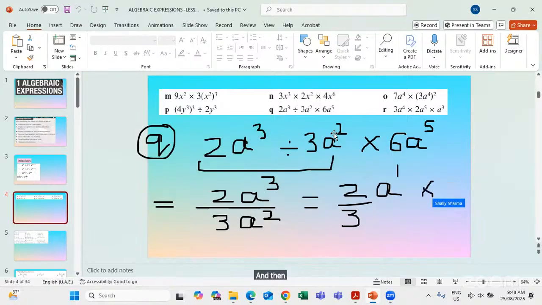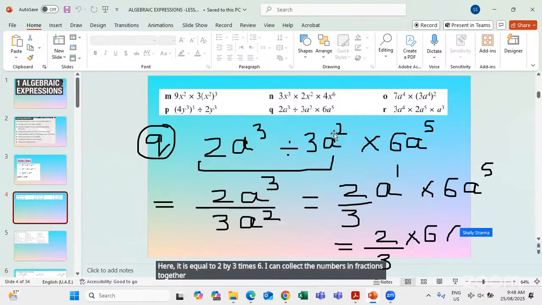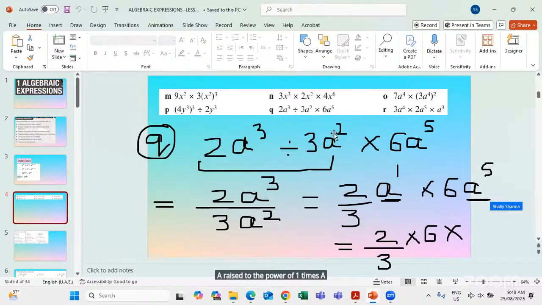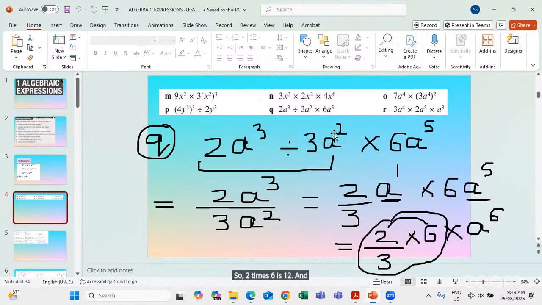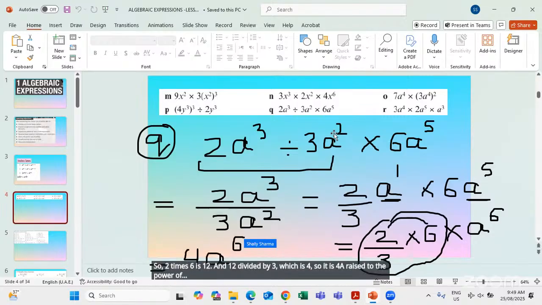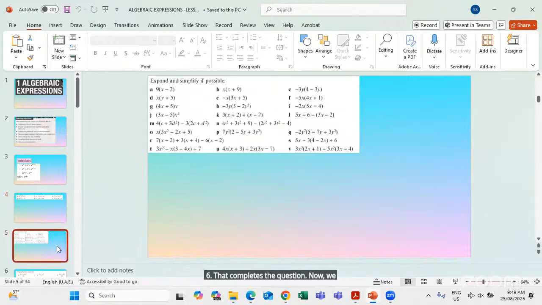And then we have times 6a to the power of 5. Here it is equal to 2 by 3 times 6. I can collect the numbers and fractions together and the variables together. a raised to the power of 1 times a to the power of 5, which is a to the power of 6. Now we have 2 times 6 over 3. So 2 times 6 is 12 and 12 divided by 3 is 4. So it is 4a raised to the power of 6. That completes the question. Now let's go to the next part.